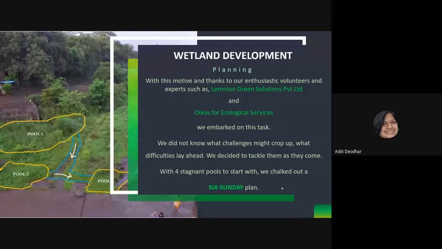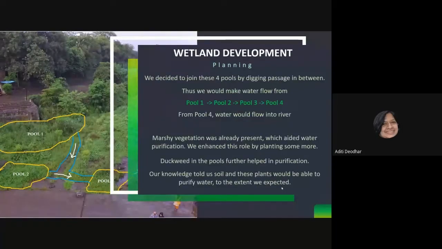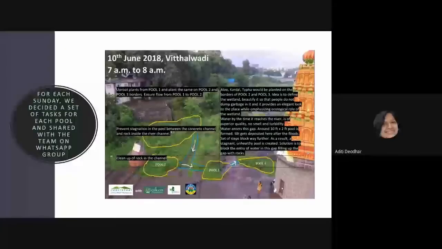We consulted two organizations: ICOS for Ecological Services and Lemnion Green Solution. We wanted to validate our idea with the experts, and when they gave us the go-ahead, we improved our plan with their inputs and went about the implementation. We connected pool one, pool two, pool three, and pool four. We simply dug a channel between these so that water could flow from one pool to the next. And this is how we went about it.